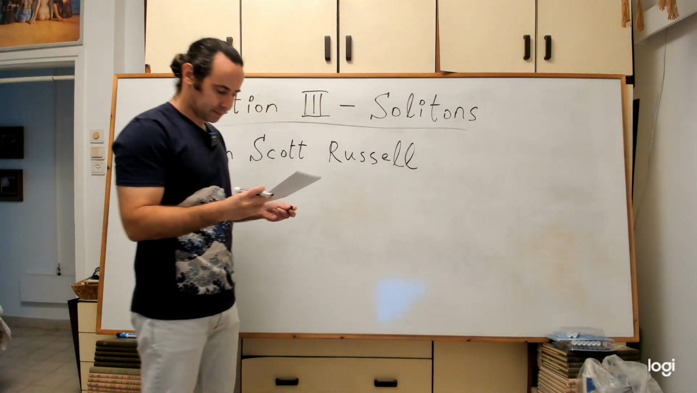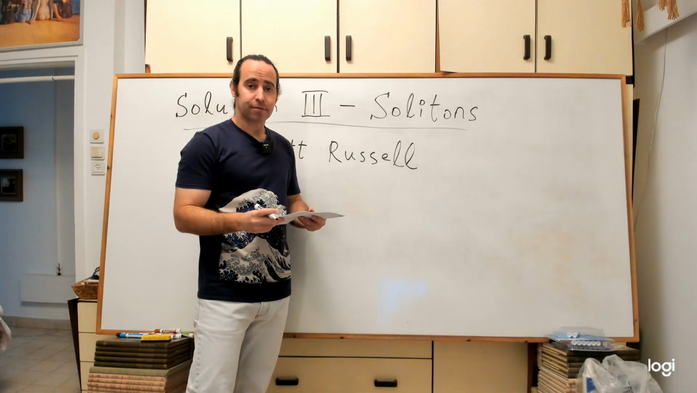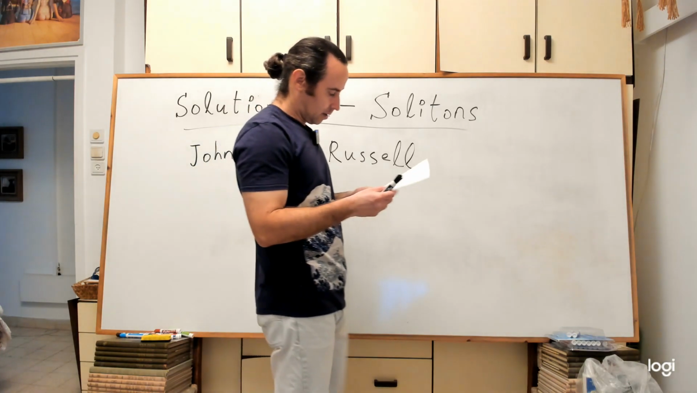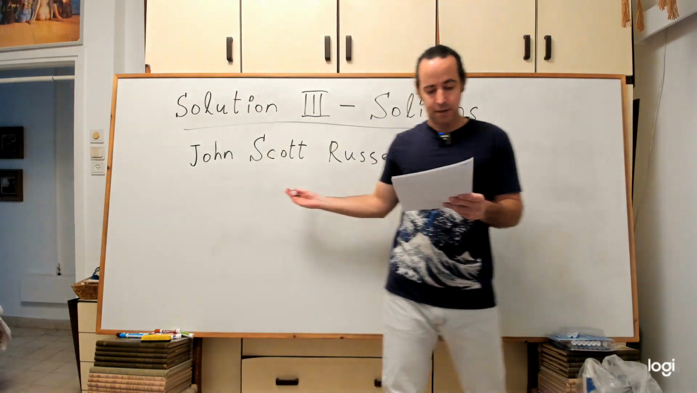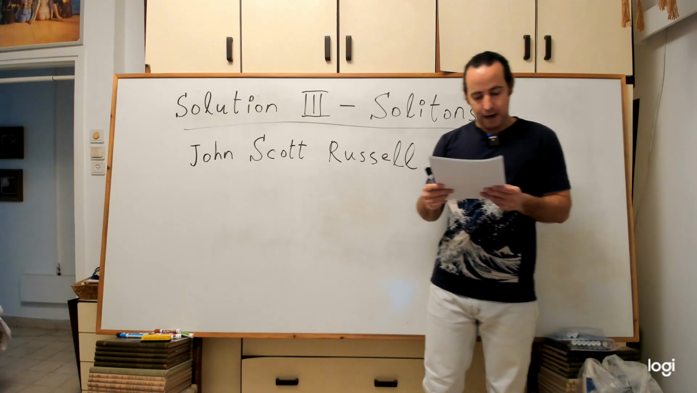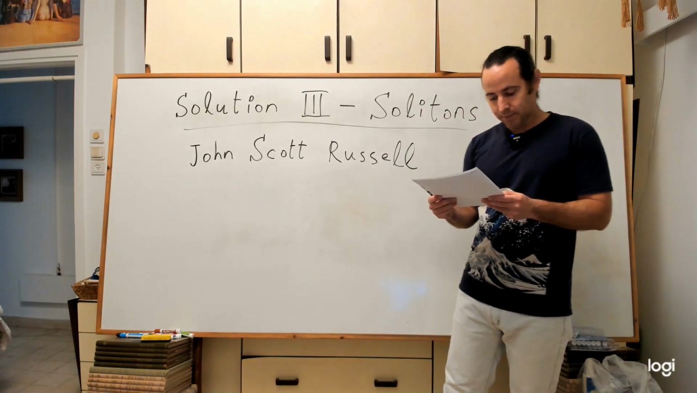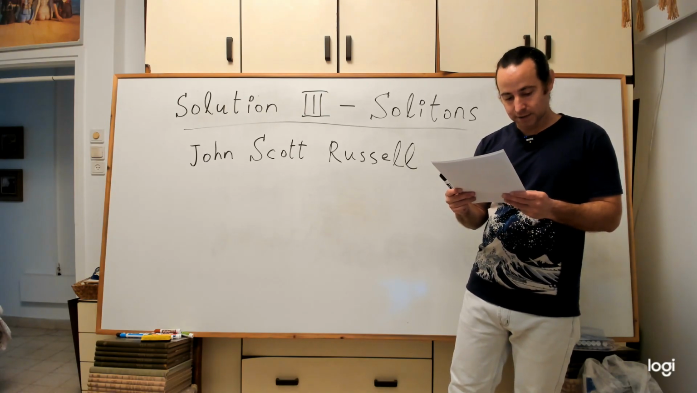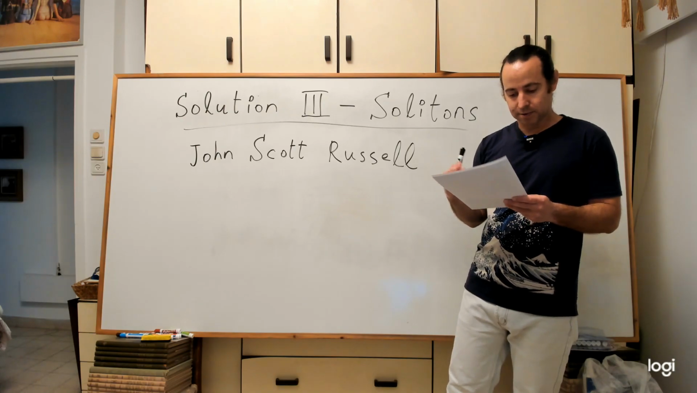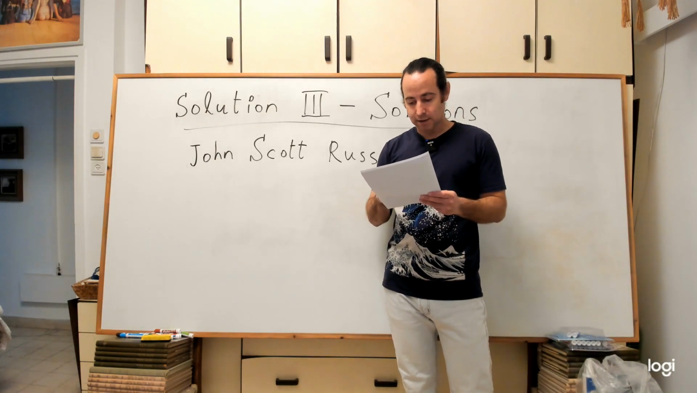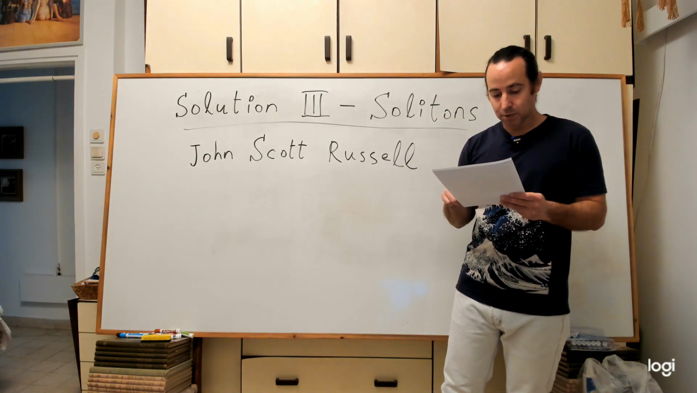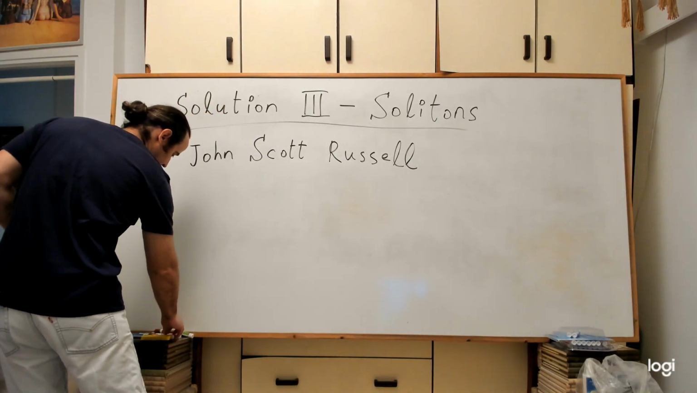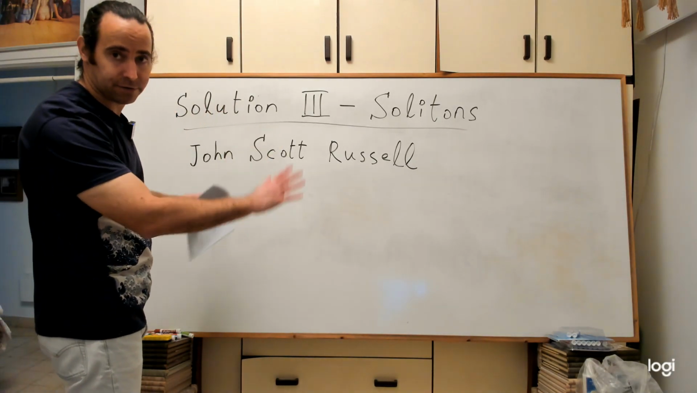John Scott Russell called it the wave of translation. Here is his description in his own words: "I was observing the motion of a boat which was rapidly drawn along a narrow channel by a pair of horses. When the boat suddenly stopped, not so the mass of water in the channel which it had put in motion." Okay, so there is a situation like this where I'm drawing from above.